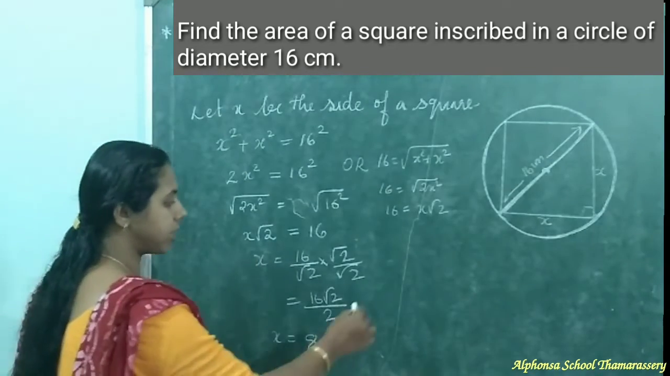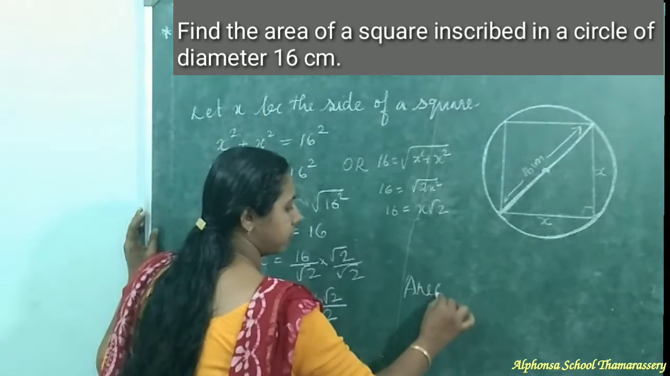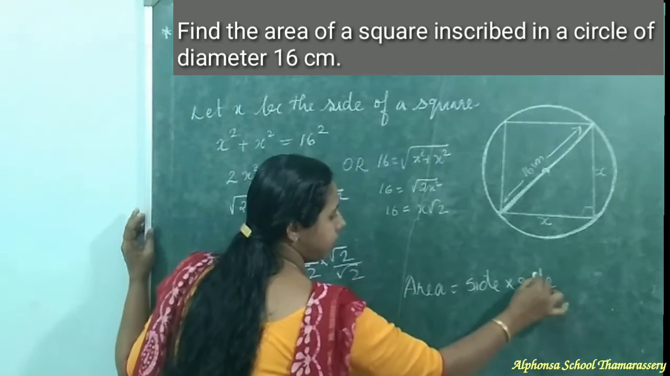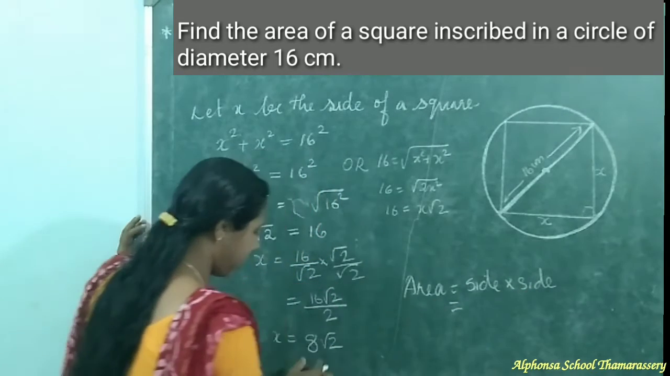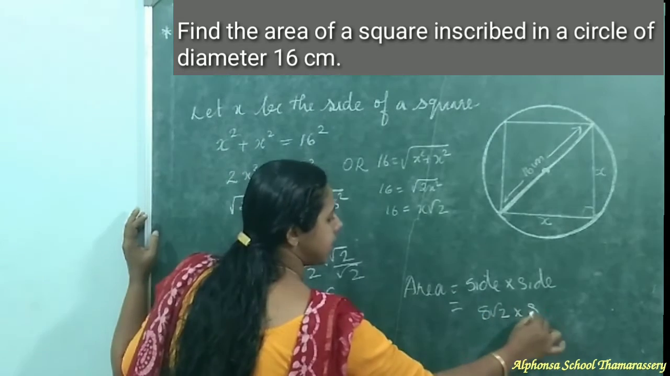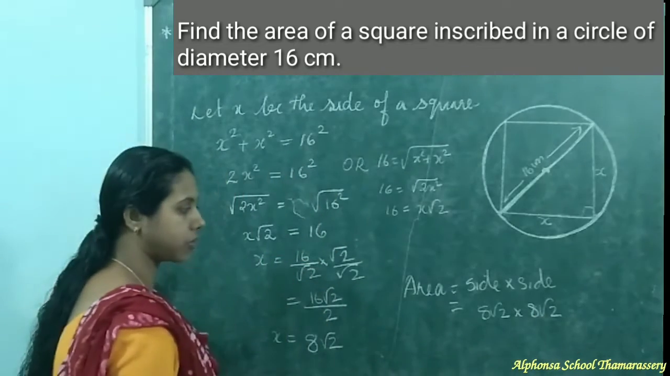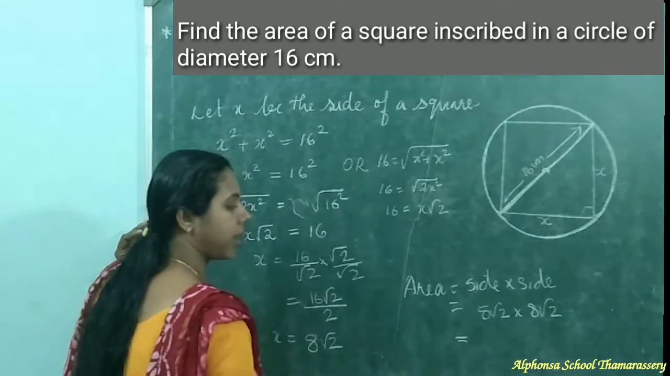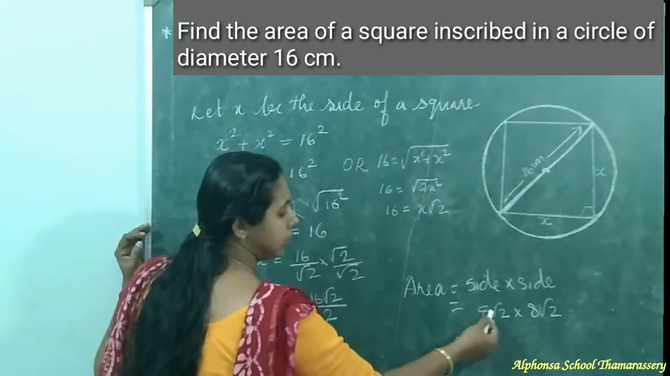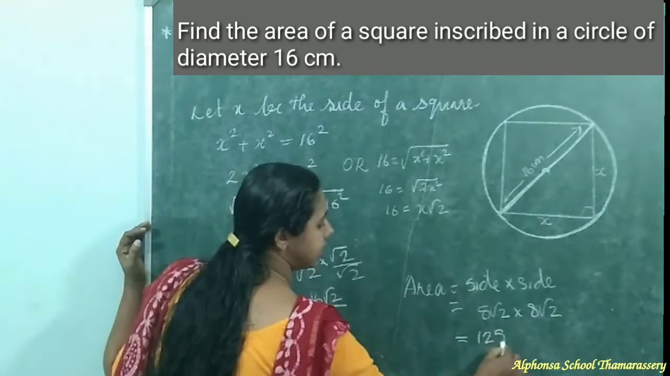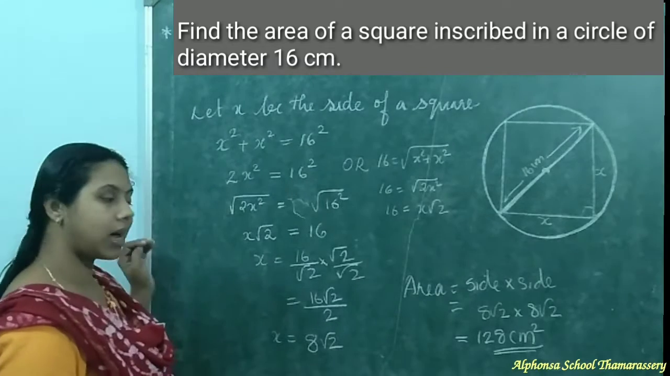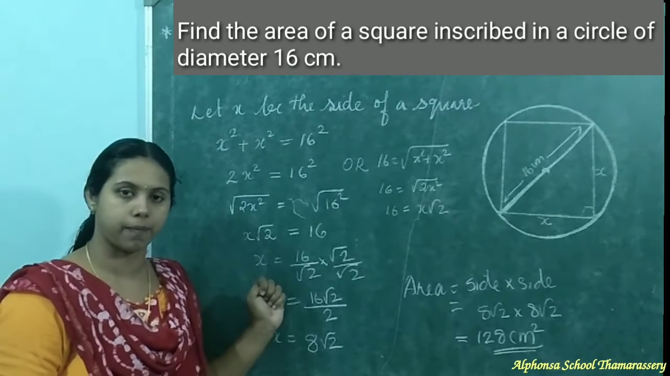So area of a square is equal to side into side, that is x into x. The value of x is equal to 8 root 2. So 8 root 2 into 8 root 2, or 8 root 2 whole square, that is equal to 8 square is 64, root 2 into root 2 is 2. 64 into 2, that is 128 centimeter square. So area of the square is equal to 128 centimeter square.